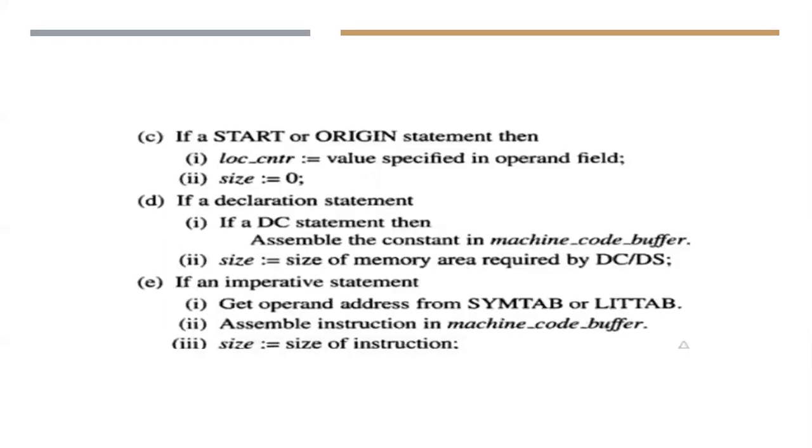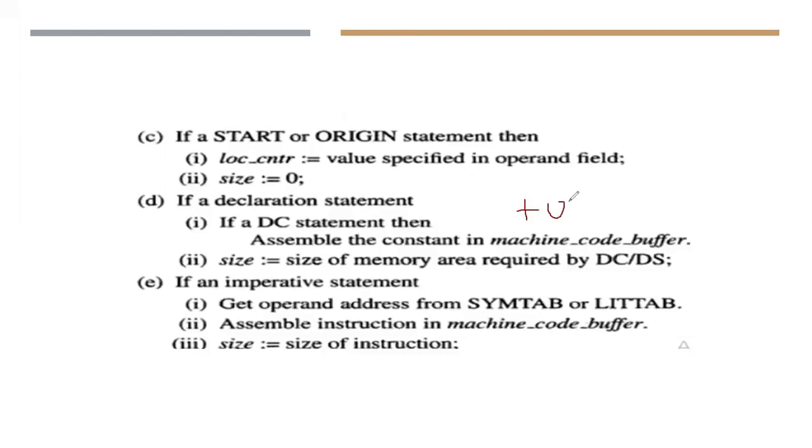So next is what if a declaration statement is encountered? Now we know that whenever a DC statement is encountered, it is like whatever we discussed right now for LTORG. DC is a declared constant. That's why we are going to generate like this. I'll show you.